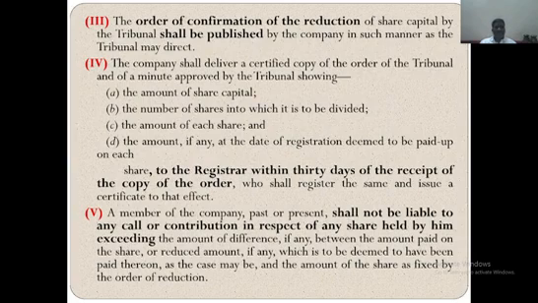The company shall deliver a certified copy of the order of the tribunal and of a minute approved by the tribunal showing: first, the amount of share capital; second, the number of shares into which it is to be divided; third, the amount of each share; fourth, the amount, if any, at the date of registration deemed to be paid up on such shares, to the registrar within 30 days of the receipt of the order by the company, who shall register the same and issue a certificate to that effect.